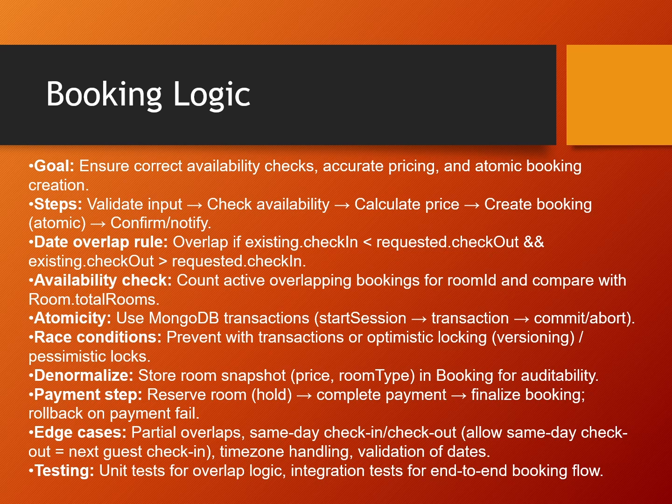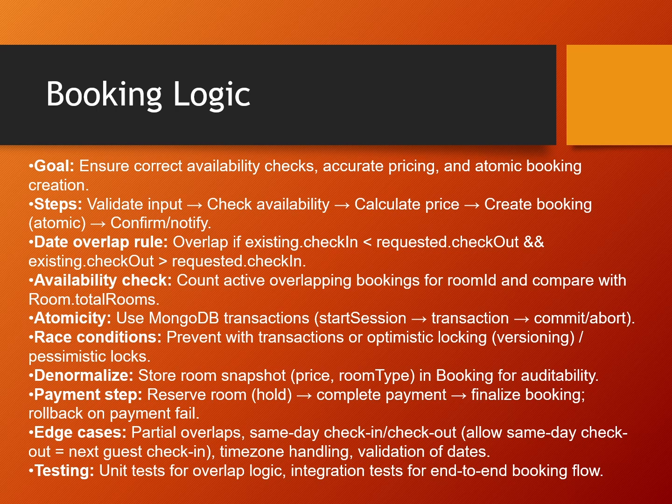The booking logic is the heart of any hotel platform. The flow I implemented starts with validating user input, checking dates, guest count, and room selection. Next, the backend checks availability by finding existing bookings for the requested room that overlap with requested dates. The overlap condition I used is: an existing booking overlaps if its check-in is before the requested checkout and its checkout is after the requested check-in.